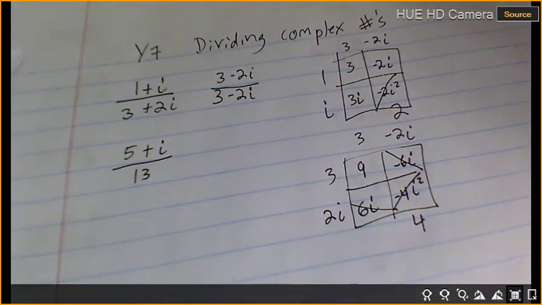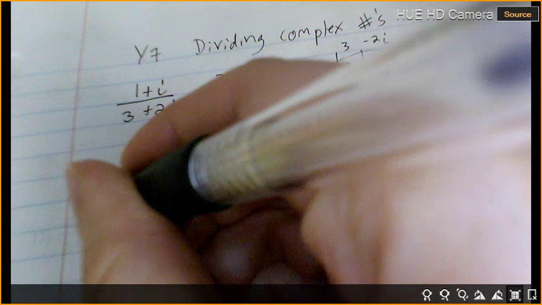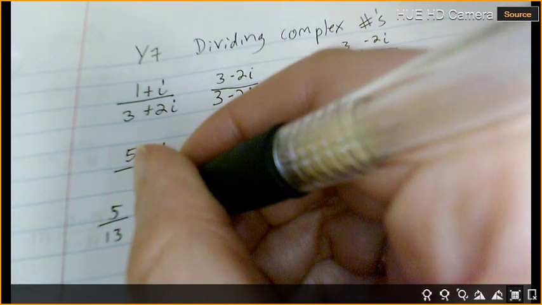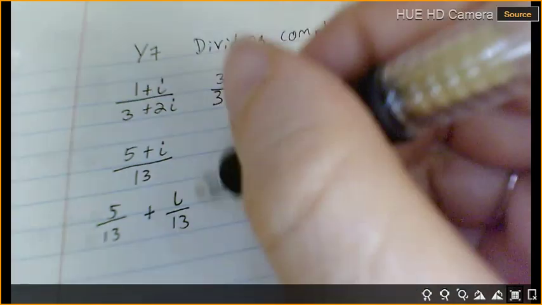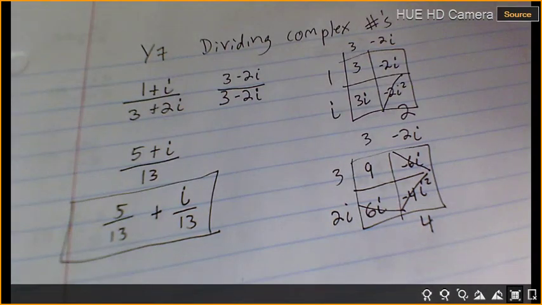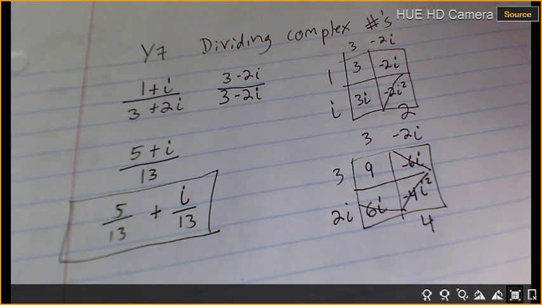The only thing we're going to do is separate it just to show that it's two things together. So we have 5 over 13 plus i over 13. And that's my final answer. Yeah, it just takes a while.